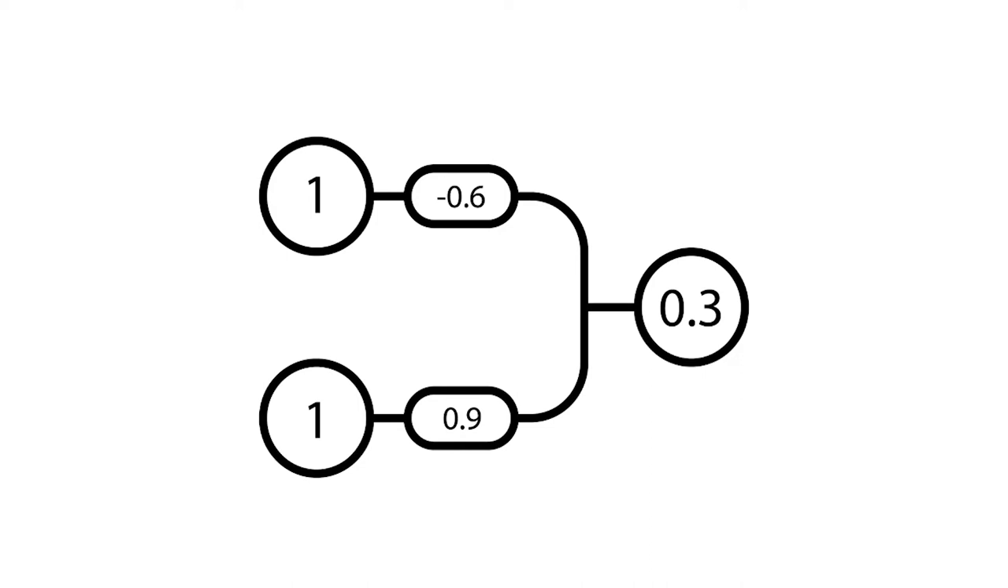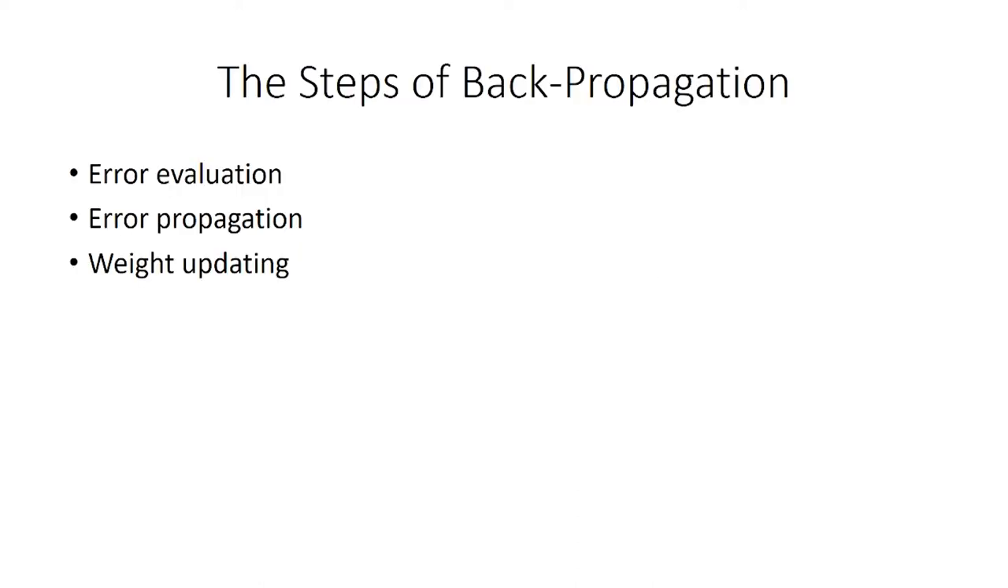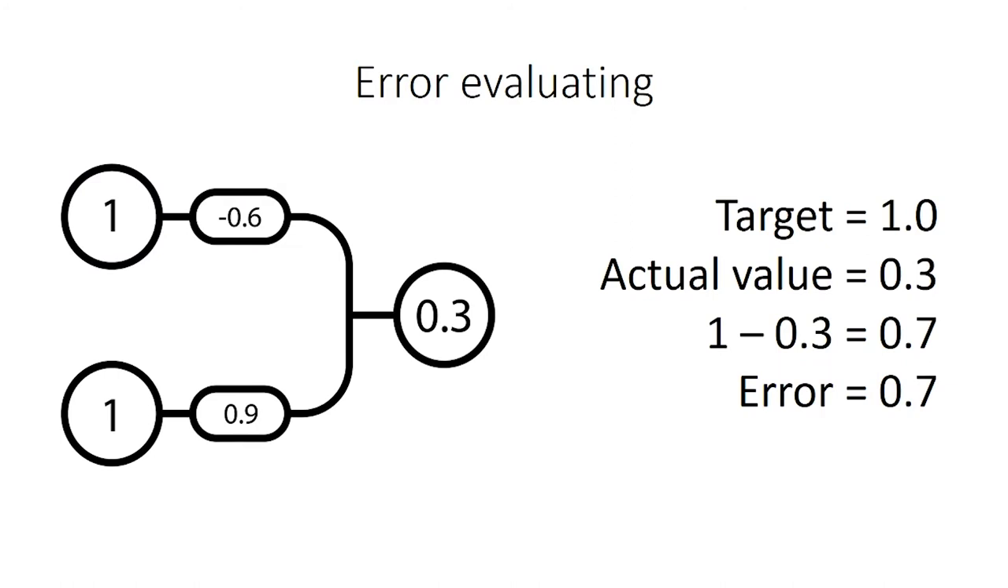Like the first episode, I'll be using the network that predicts the outputs based on two inputs, where the output should always be equal to the first input. There are three major steps in backpropagation: error evaluation, error propagation, and weight updating, in that order. So starting with error evaluation.